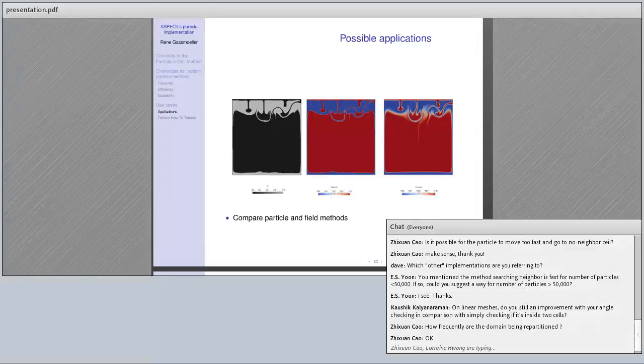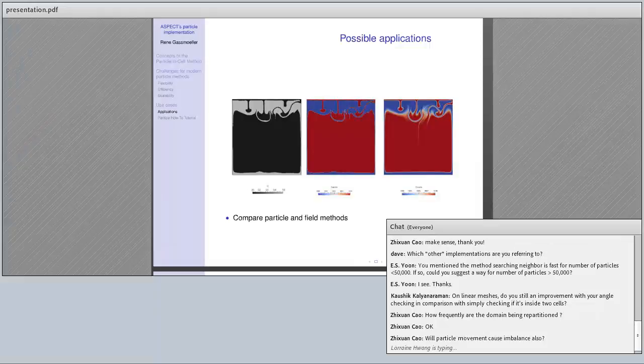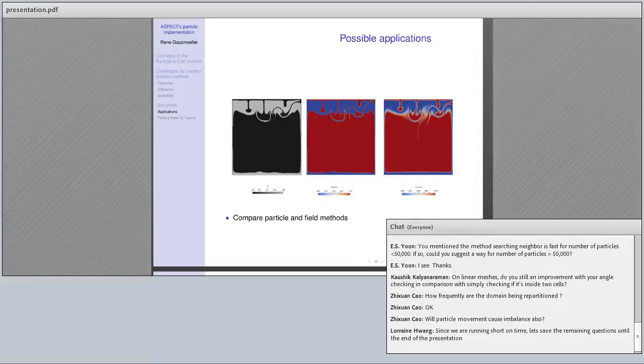Possible applications of our algorithm. Since we now have an implementation of particles and compositional fields in the same code, this is of course interesting to compare the two methods. So this is one very coarse comparison I did a few months ago. And there are currently several studies underway, especially at UC Davis, about the comparison between the methods. So I'm not going to tell much about that in this talk.